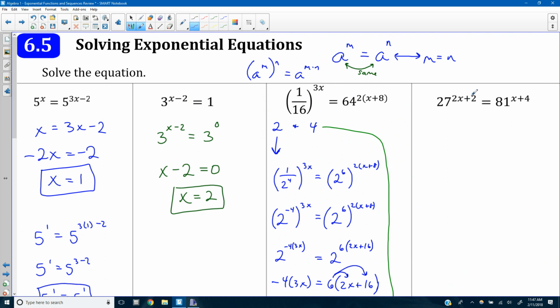Last one we're going to do is 27 to the 2x plus 2 equals 81 to the x plus 4. Now, try and find a number that you can have a base raised to this power. Same with this as well. I happen to know that 3 works.